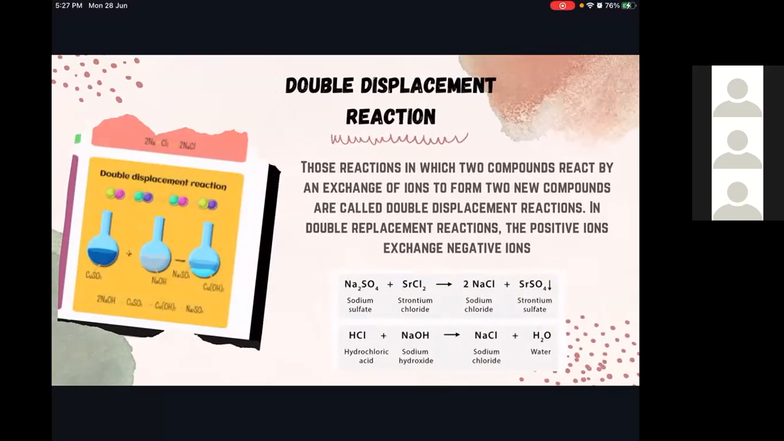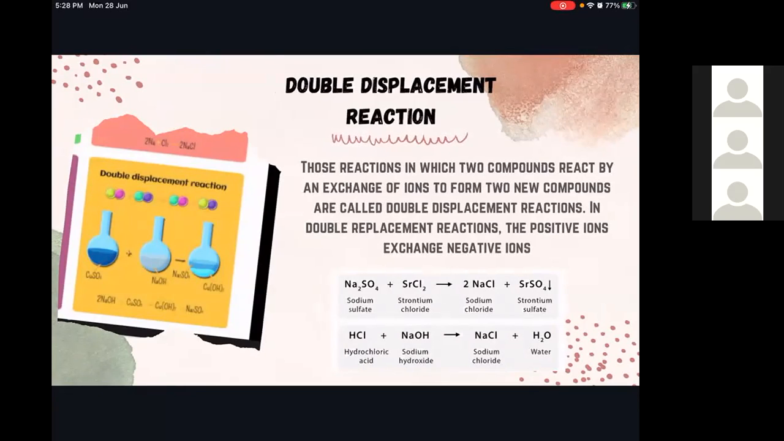Double displacement reaction. Those reactions in which two compounds react by an exchange of ions to form two new compounds are called double displacement reactions. In a double displacement reaction, the positive ions exchange with the negative ions, like sodium sulfate plus strontium chloride gives strontium sulfate and sodium chloride, and hydrochloric acid plus sodium hydroxide gives sodium chloride and water.